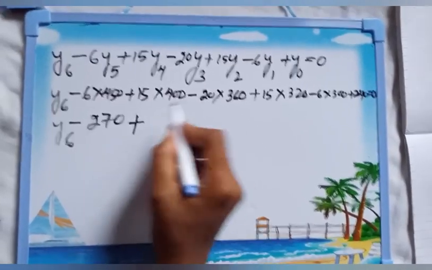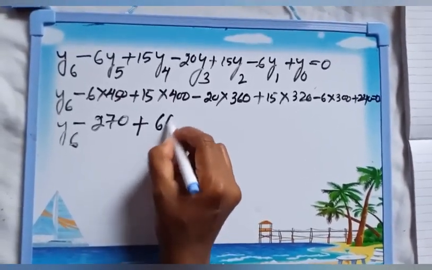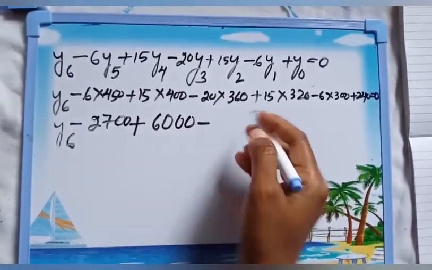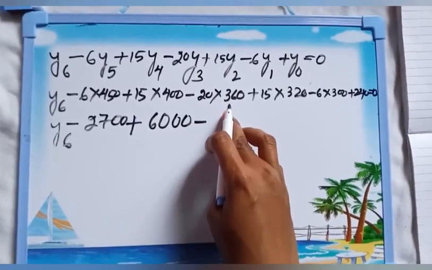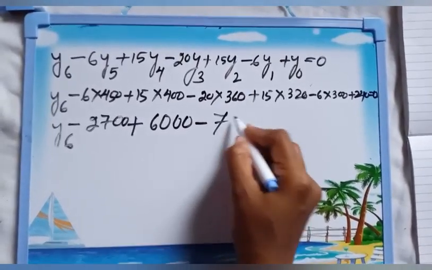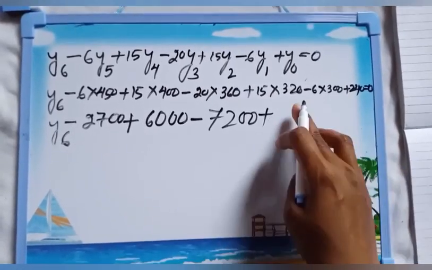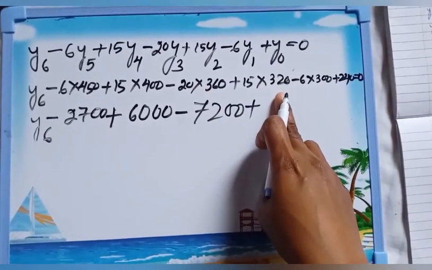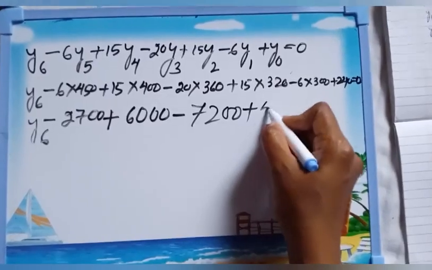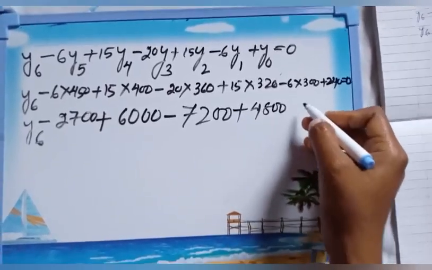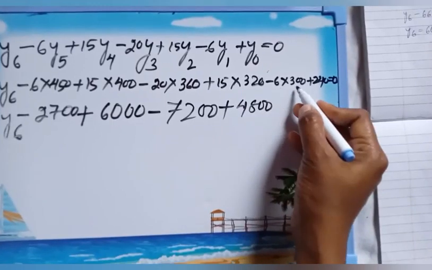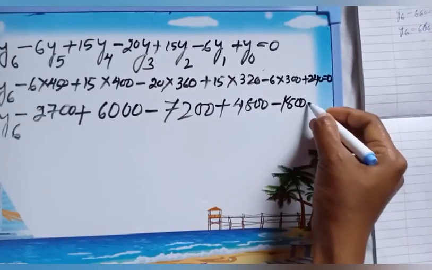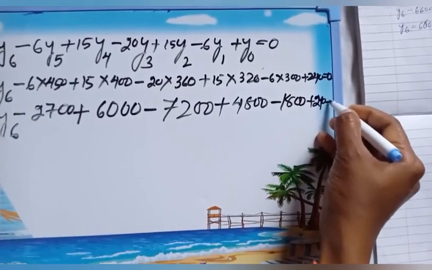2700. Next plus 15 into 400. That will be like 6000, minus this one 20 into 360. We'll get here 7200, plus this one. Then we have to multiply 15 into 320. We'll get here how much? 4800. Next we have to write for this one 6 into 300. That will be minus 1800. Next one, last value already we have, 240 is equal to 0.